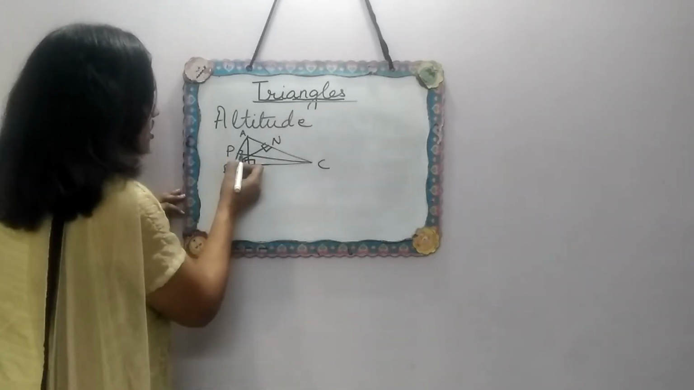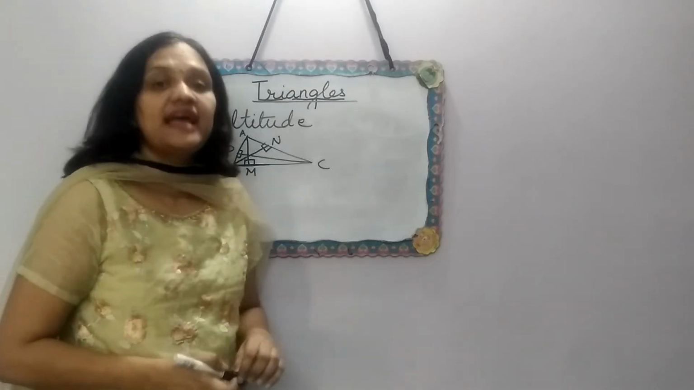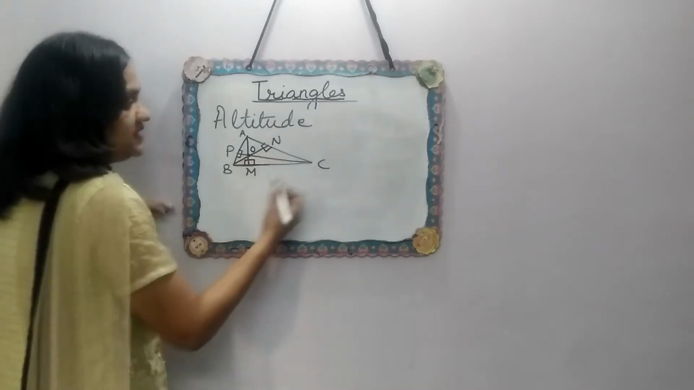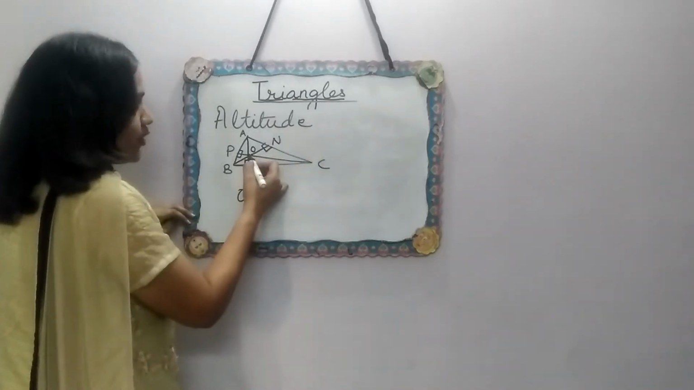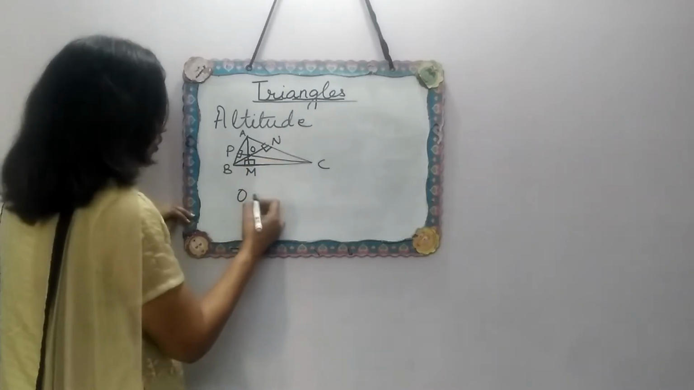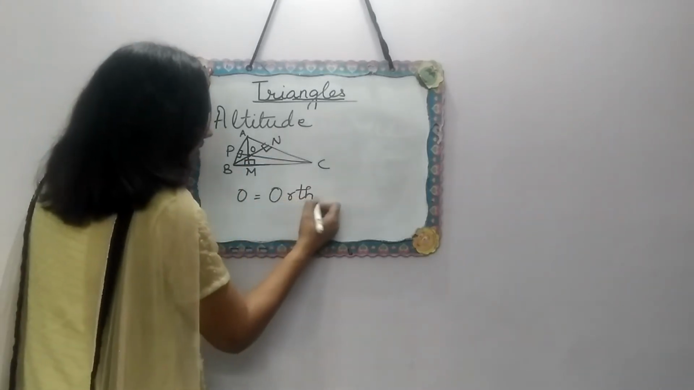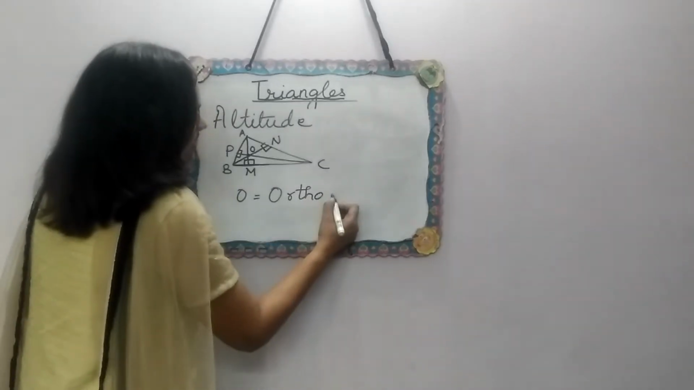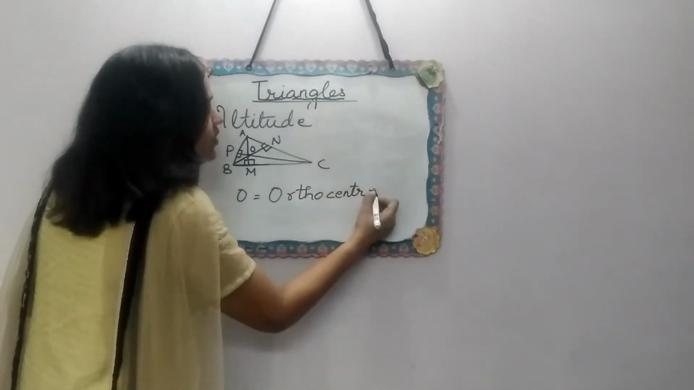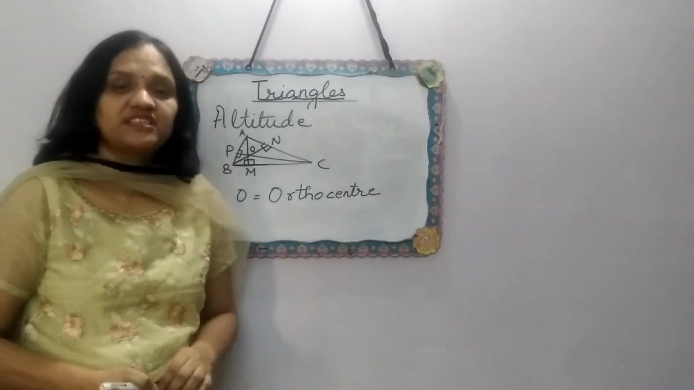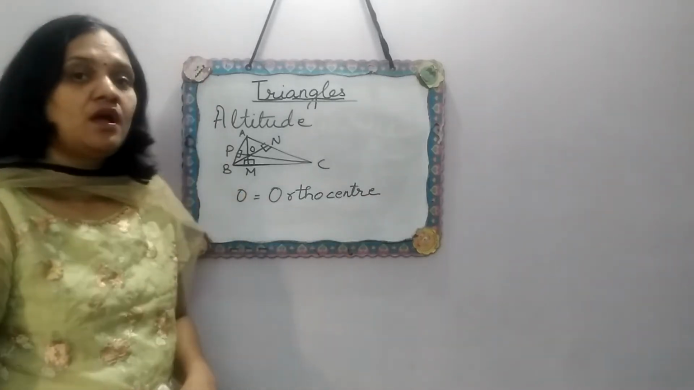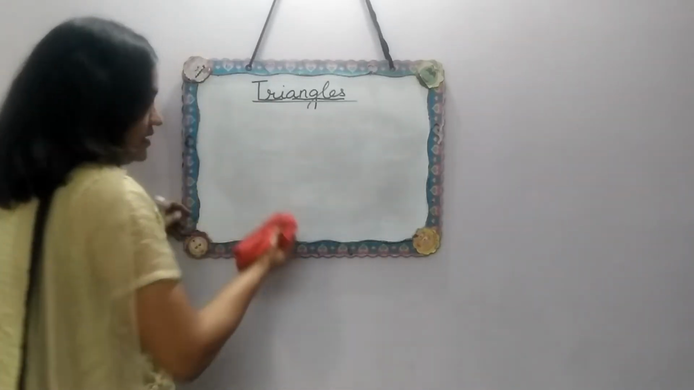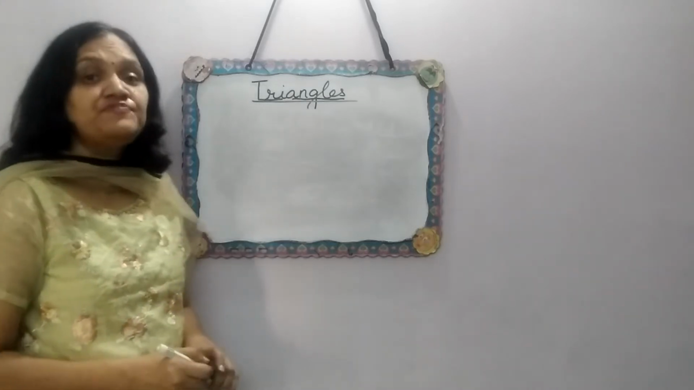Similarly, we can draw BN as the altitude corresponding to side AC, and we can draw CP as the altitude corresponding to side AB. All the three altitudes are concurrent at a point. I'm taking the point where the three altitudes are meeting as O, and O is called the orthocenter of the triangle. Okay, now we also have something called angle bisector and we have perpendicular bisector.